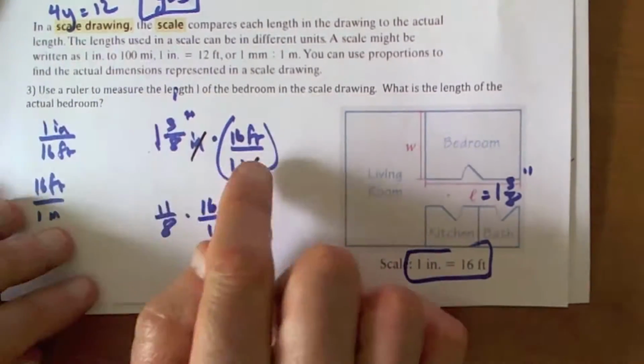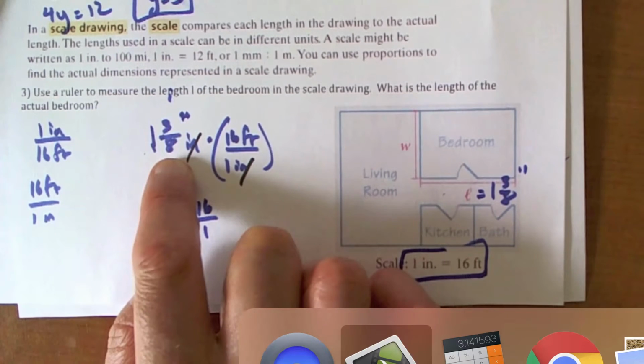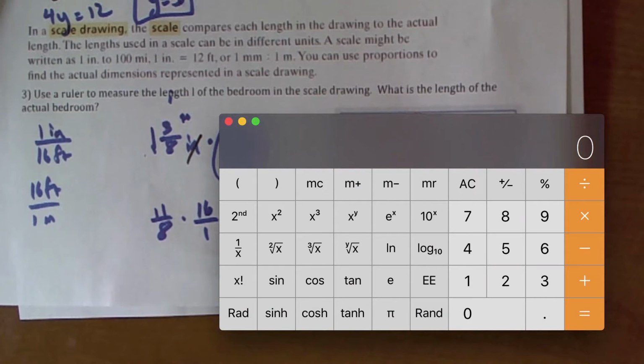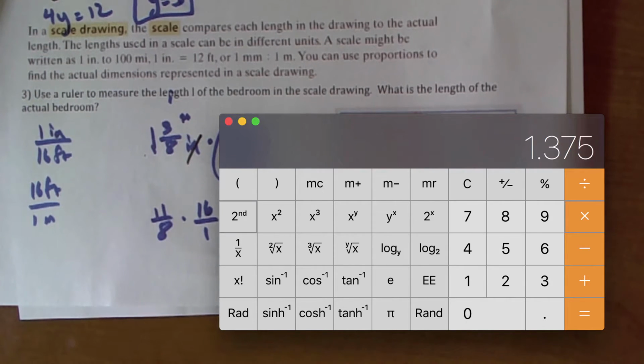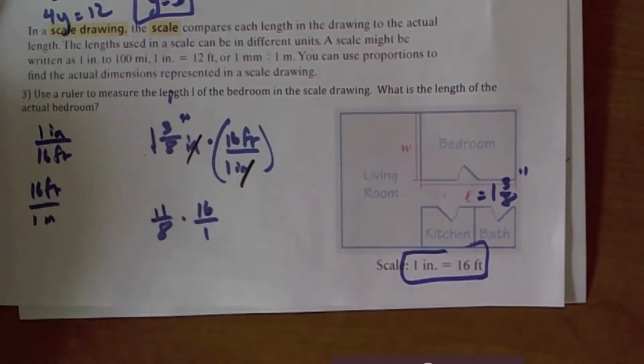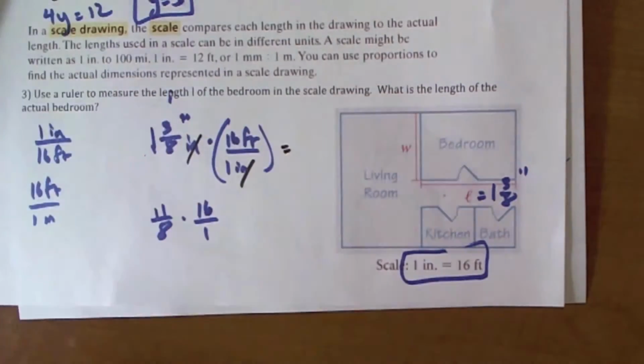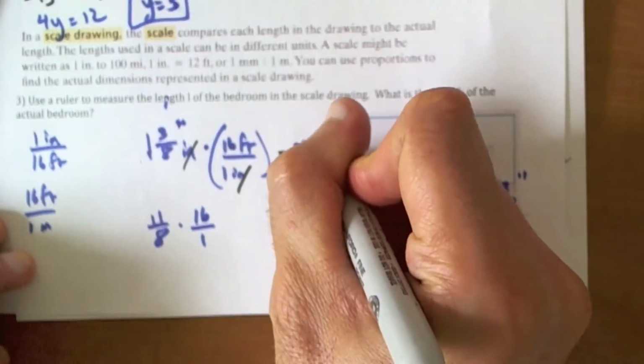Or I could just do it on my calculator. So I can just take 1 3/8, which would be, so 3 divided by 8 is 0.375. So 1 3/8 would be 1.375 multiplied by 16, and I get 22. Right? The inches crossed off, so I'm left with 22 feet.